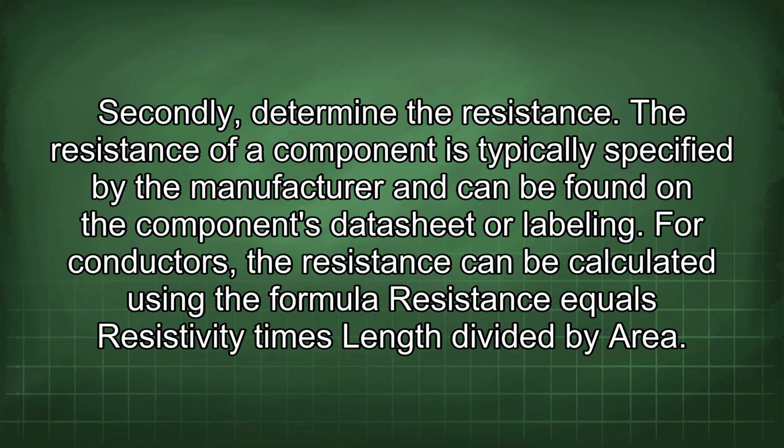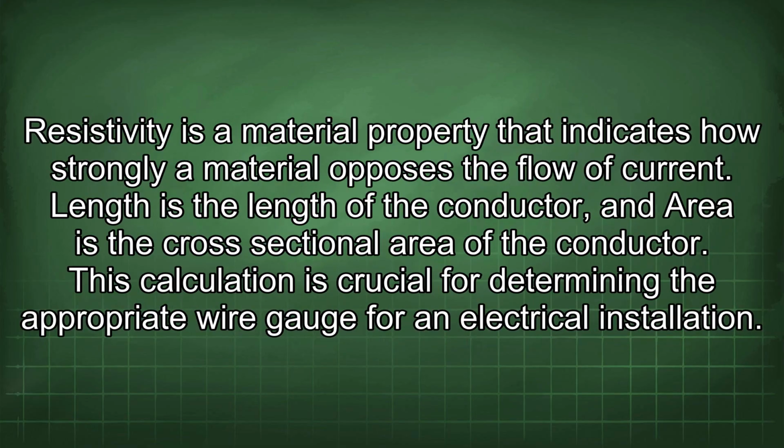Secondly, determine the resistance. The resistance of a component is typically specified by the manufacturer and can be found on the component's datasheet or labeling. For conductors, the resistance can be calculated using the formula resistance equals resistivity times length divided by area. Resistivity is a material property that indicates how strongly a material opposes the flow of current. Length is the length of the conductor, and area is the cross-sectional area of the conductor. This calculation is crucial for determining the appropriate wire gauge for an electrical installation.